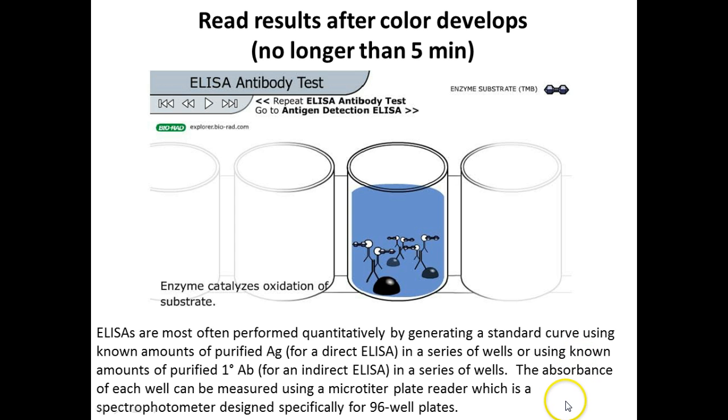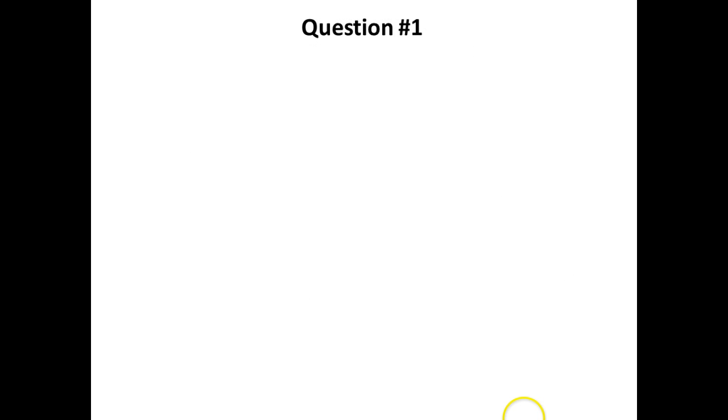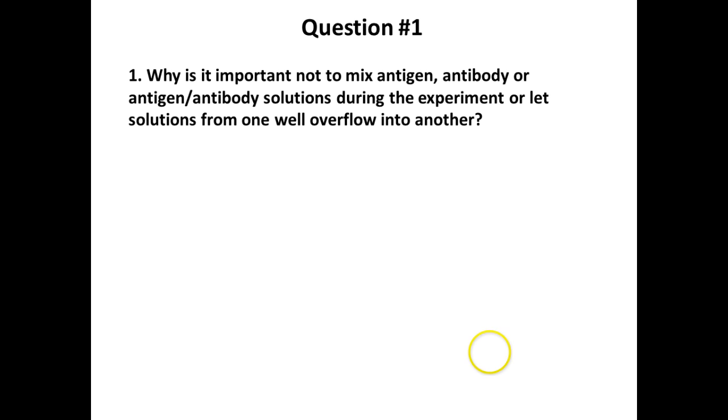And then, as I said, this can be done quantitatively if you were to titer out and knew the concentration of either your antibody or your antigen, and read it on a spectrophotometer specially designed for reading the full 96 well plates, and you would be able to see it.